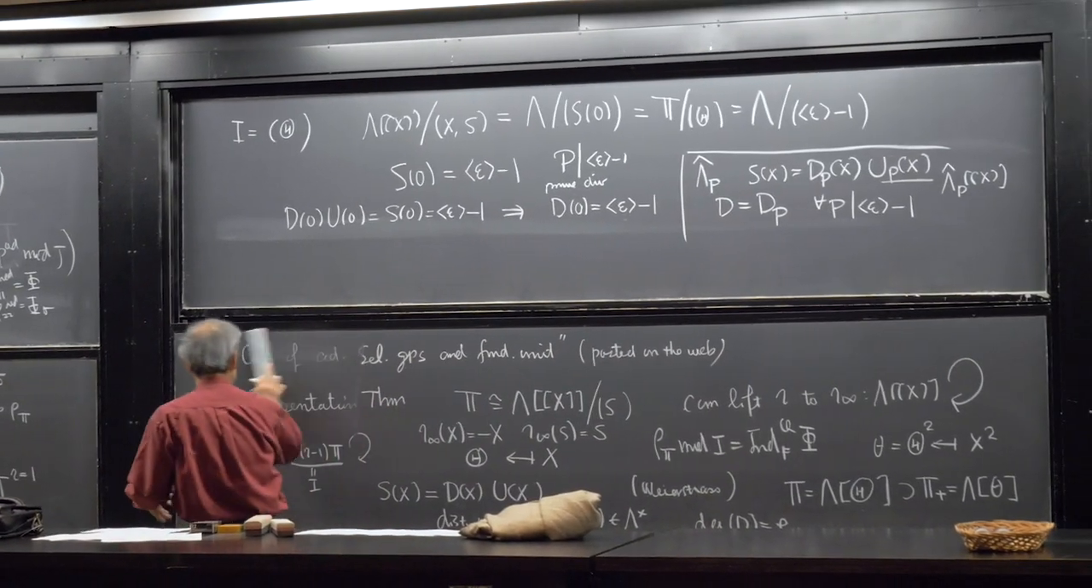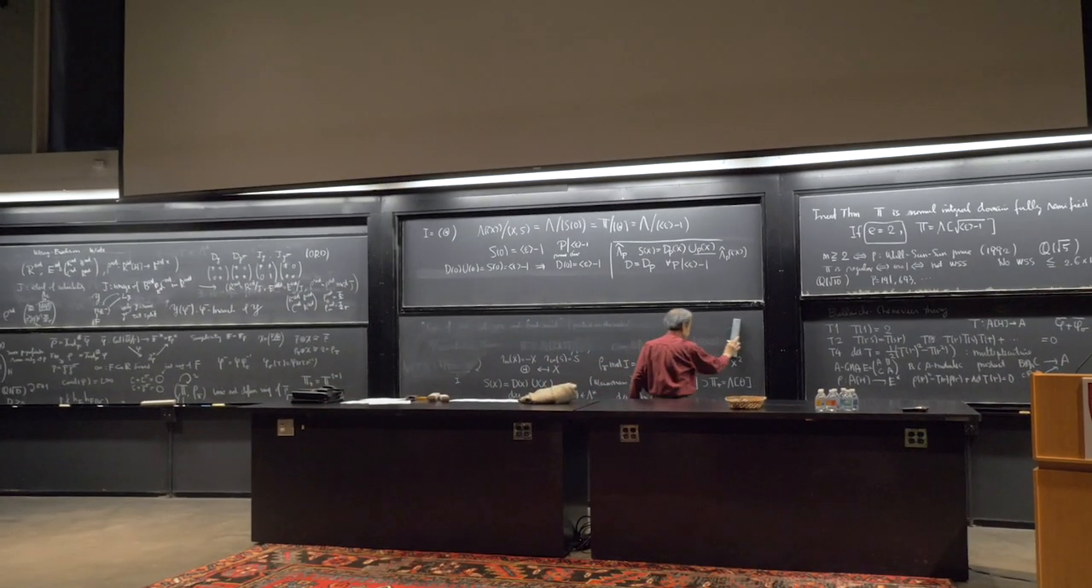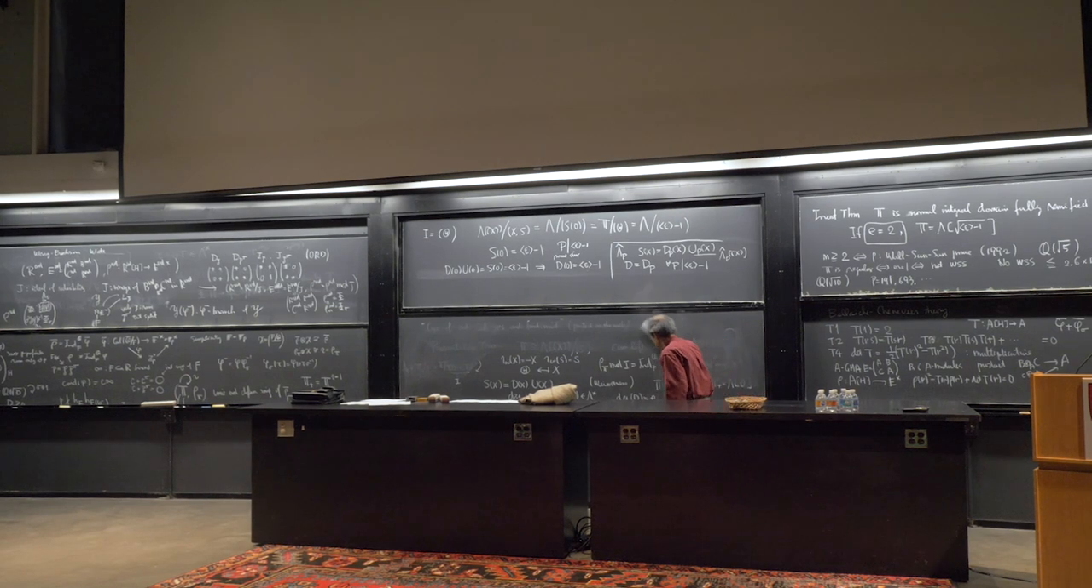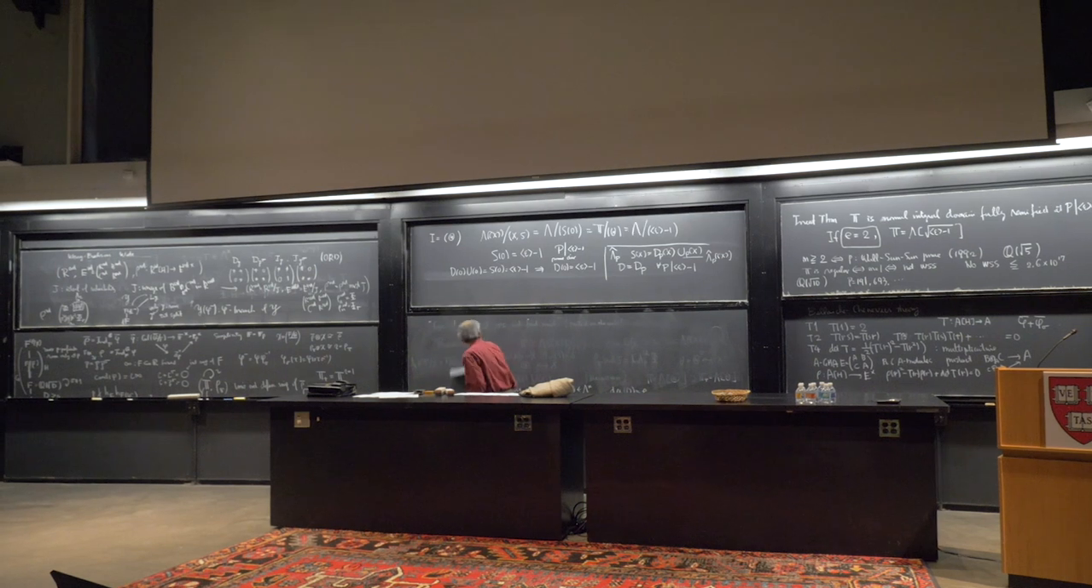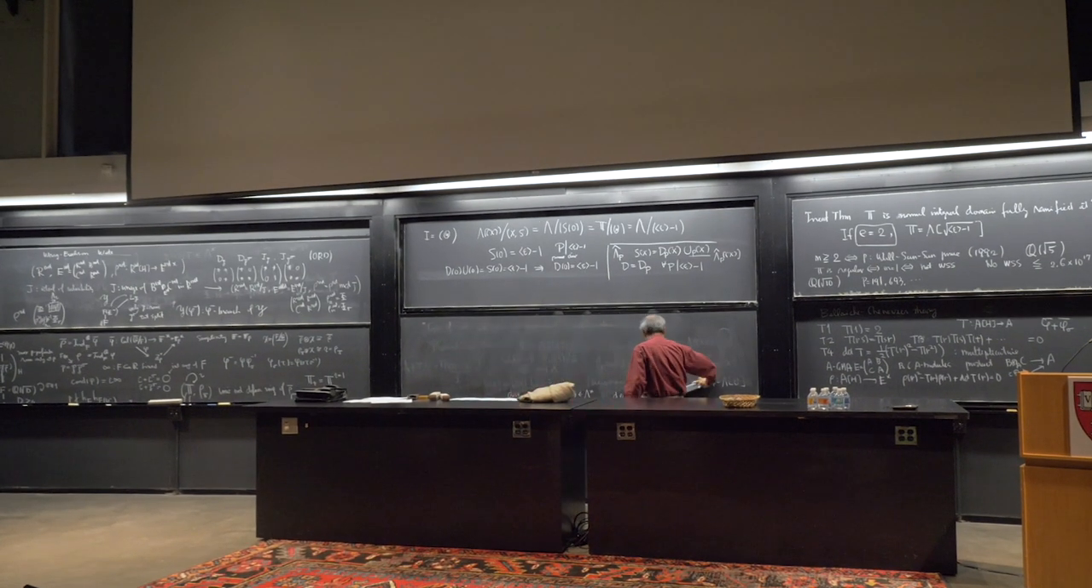So I try now to understand the original ordinary guy, the universal ordinary Cayley-Hamilton. So it goes something like that. It's very easy to prove. So you know, you have this ord, and you have a T, right?